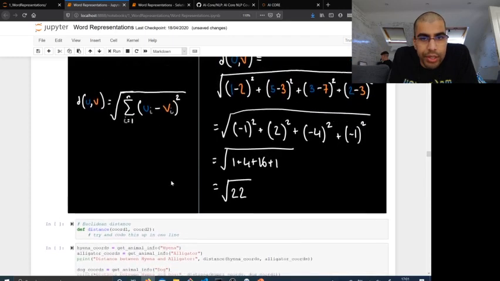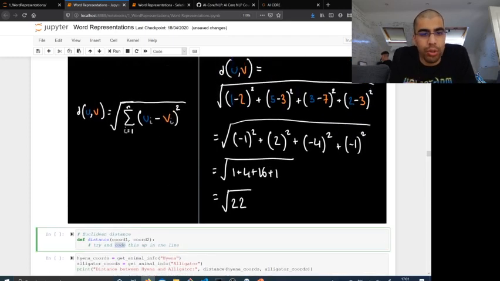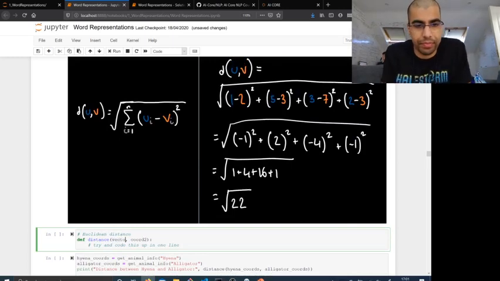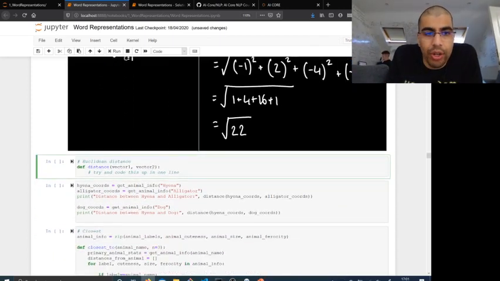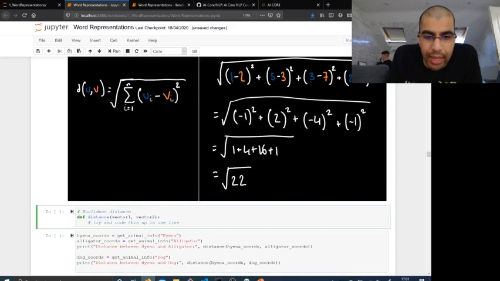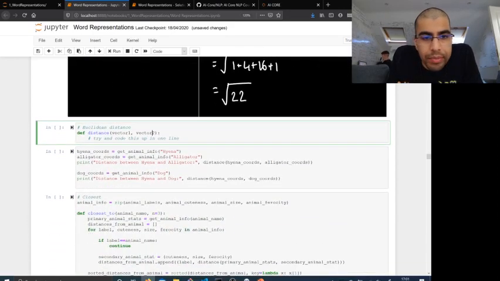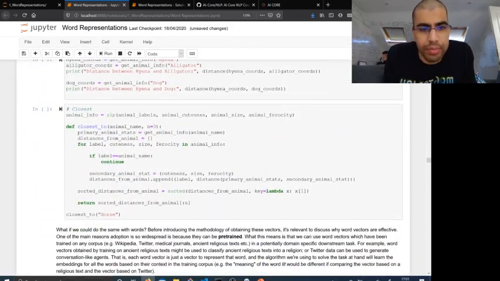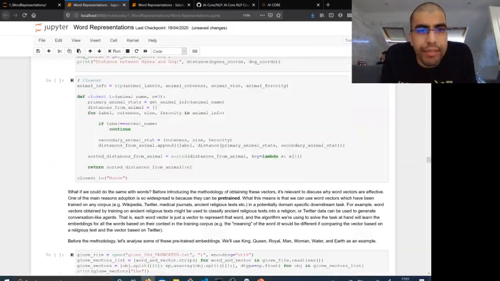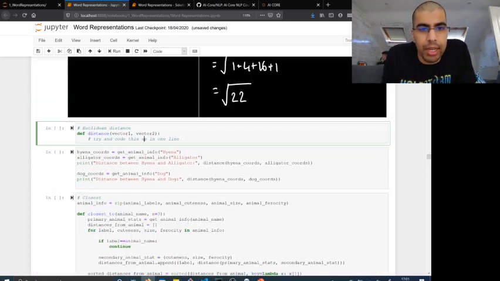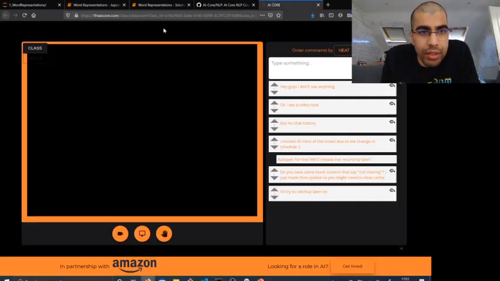Guys, sorry, this should say vector, not coord, just to keep the terminology the same. If you guys could just try and code up this formula in here, take 5 minutes to code up this function, and we'll be in the groups. We'll come and assist you if you need help.